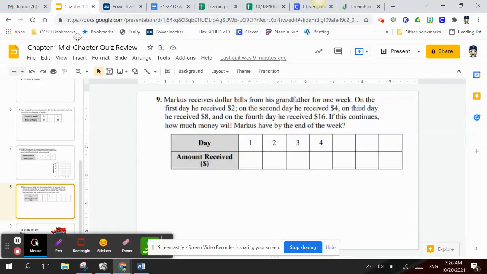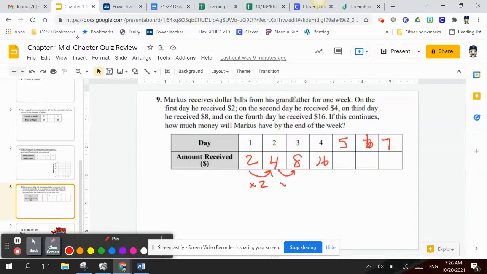So after 1 day, he gets 2. The second day, he gets 4. The third day, he gets 8. The fourth day, he gets 16. Well, we know that there's 7 days in a week, so we got to know how much he earns. So if I start here at 2, I know that 2 times 2 is 4. And I know 4 times 2 is 8. And I know 8 times 2 is 16.